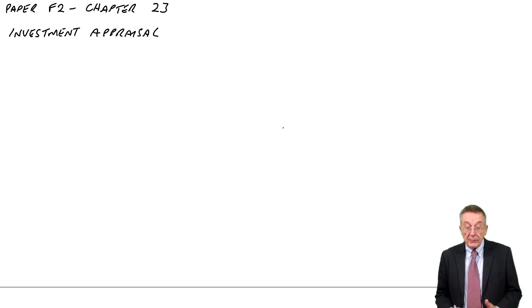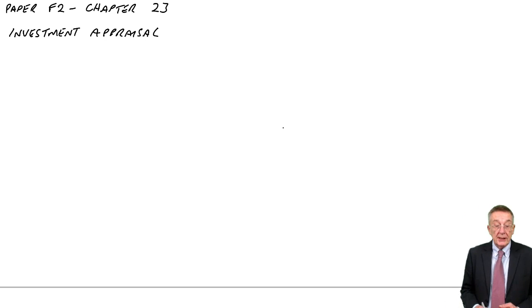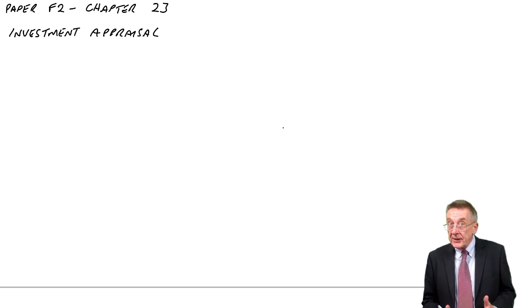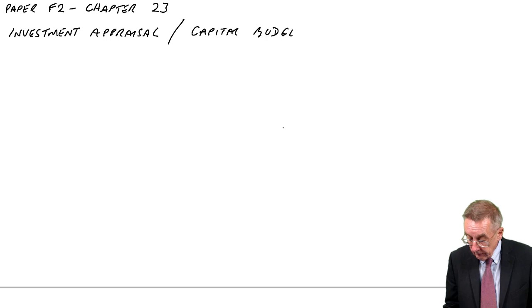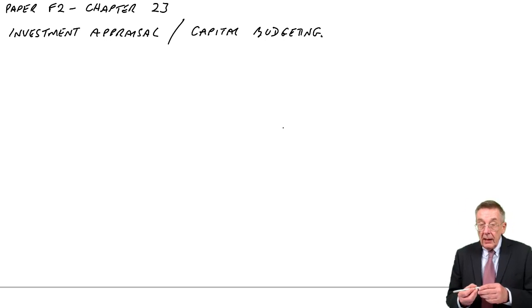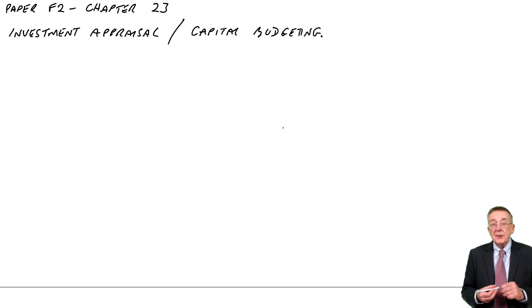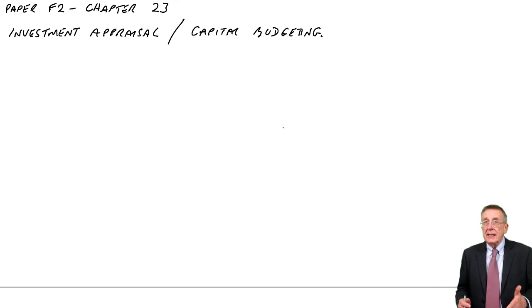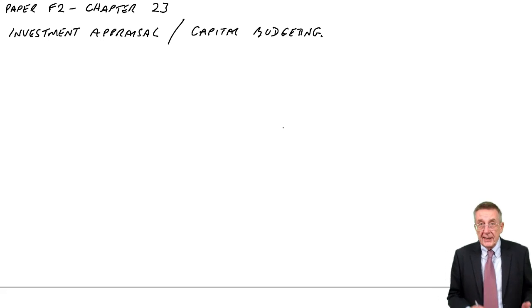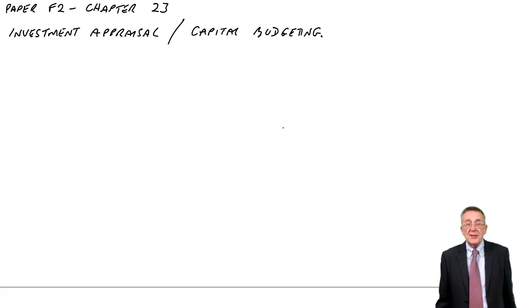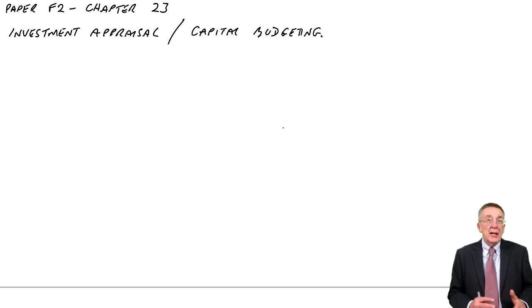In this lecture, I'm going to go through chapter 23 of the paper F2 free lecture notes, and it's on investment appraisal, or some books call it capital budgeting. What we're talking about when I say investment appraisal is investments in long-term assets, new machines, for example. The company's thinking of buying a new machine. Is it worth buying or isn't it? It's that sort of investing, buying new capital equipment.